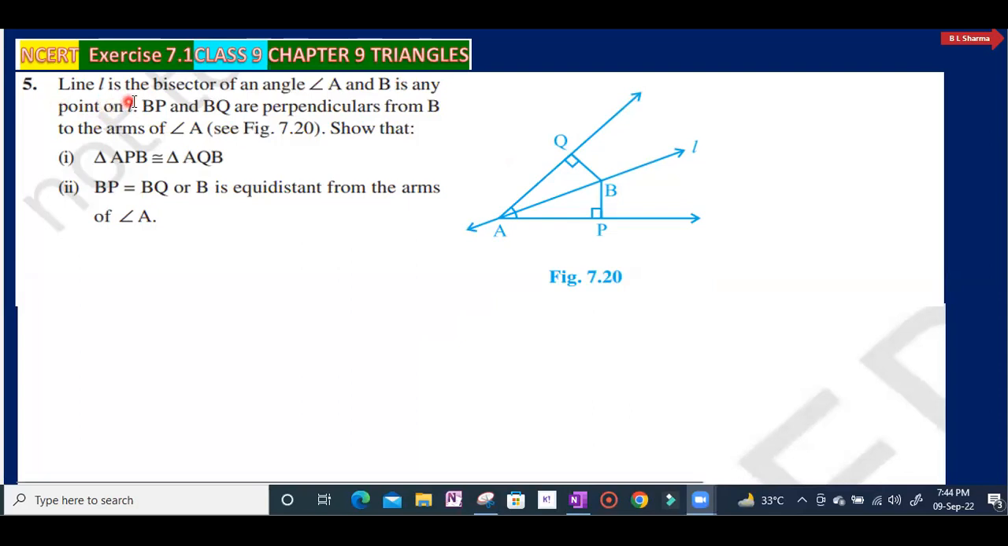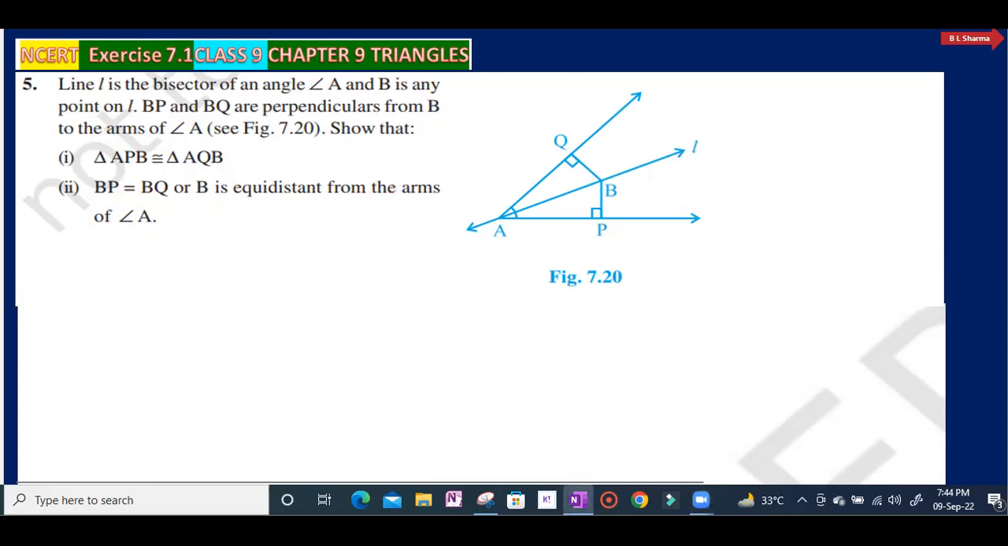Question number 5. Line L is the bisector of an angle A, and B is any point on L. BP and BQ are perpendiculars from B to the arms of angle A. Show that triangle APB is congruent to triangle AQB. And second part, BP is equal to BQ, or we can say B is equidistant, means at an equal distance from the arms of angle A.